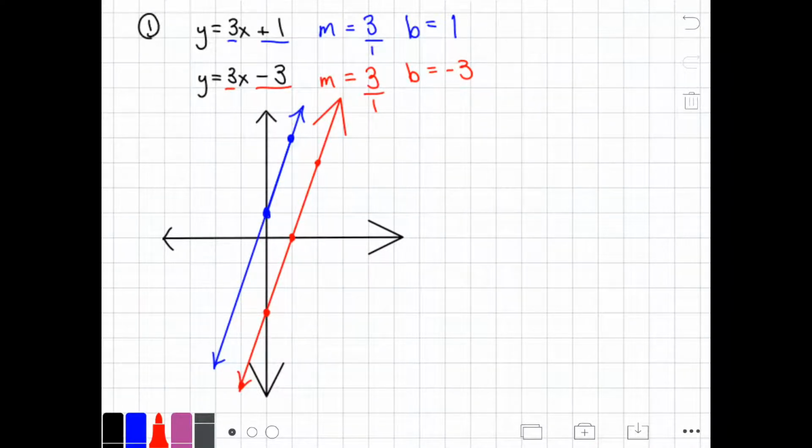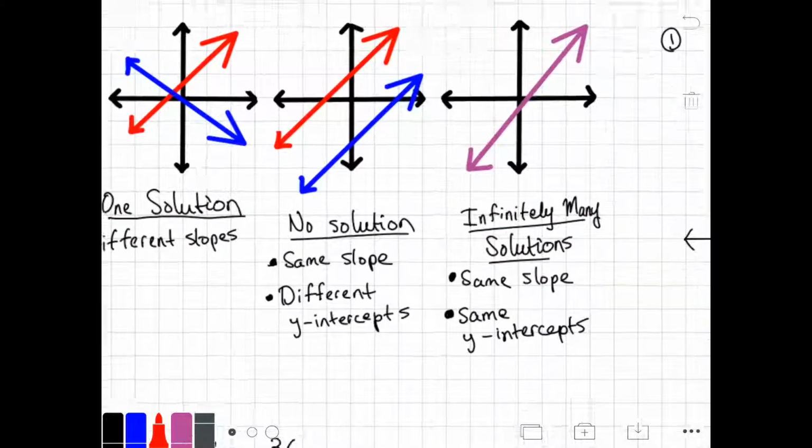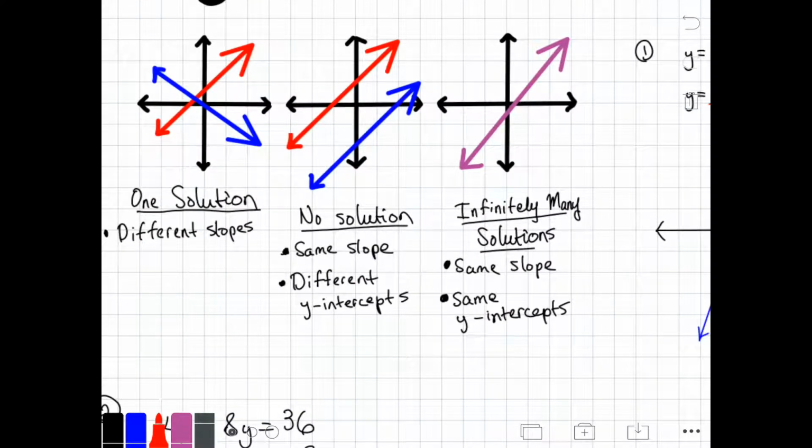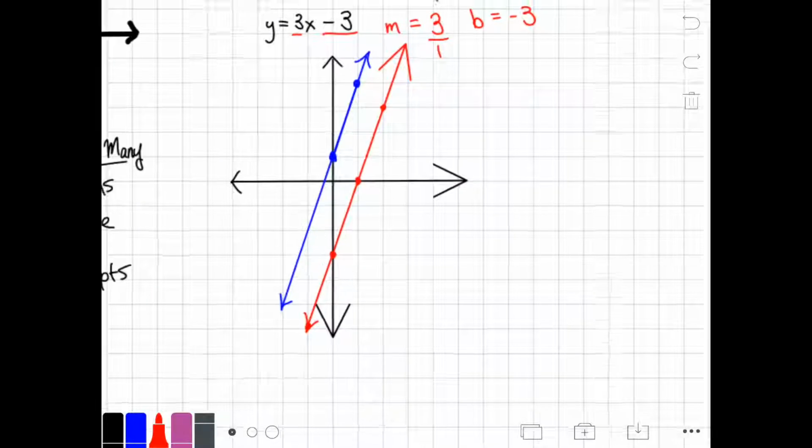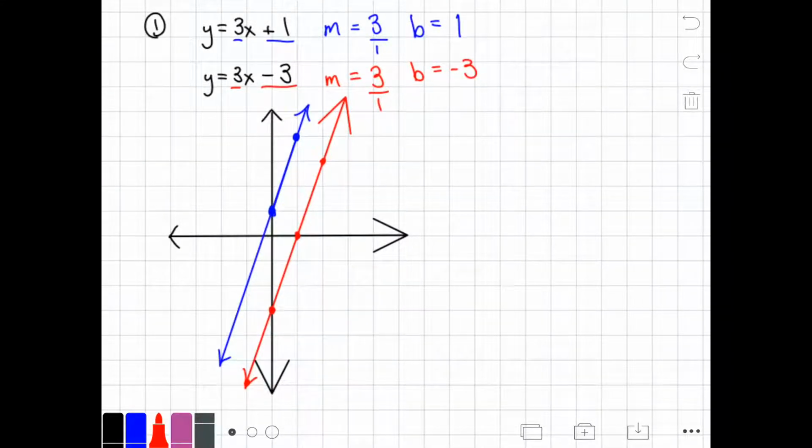So what do I notice looking at this graph? Well, these lines do not intersect. If I take a look back at my chart, lines that do not intersect, parallel lines, those have no solution. So this system up here at the top of number 1, we say has no solution.